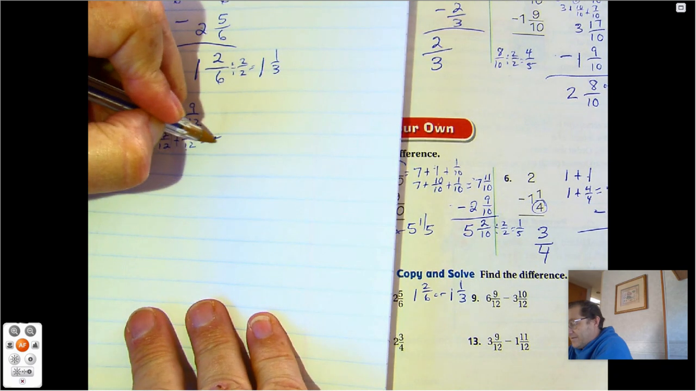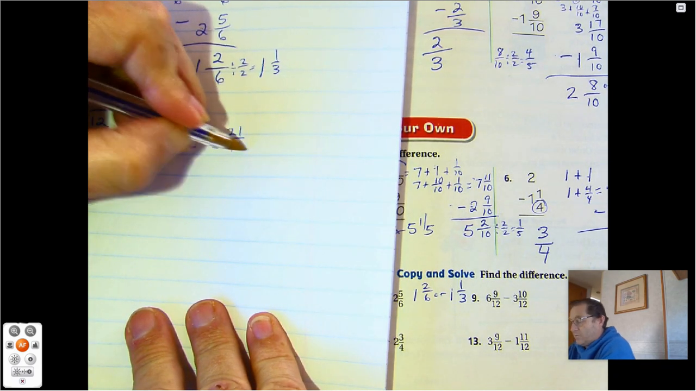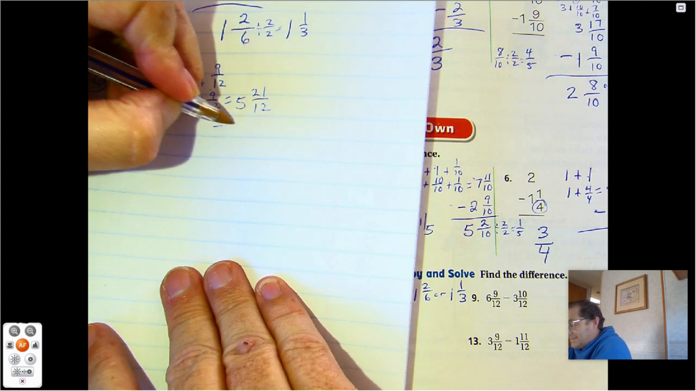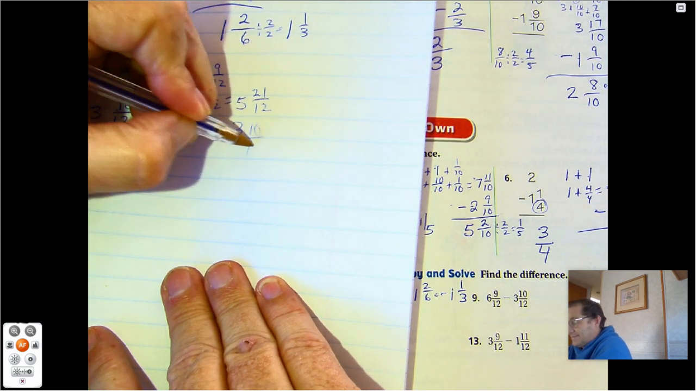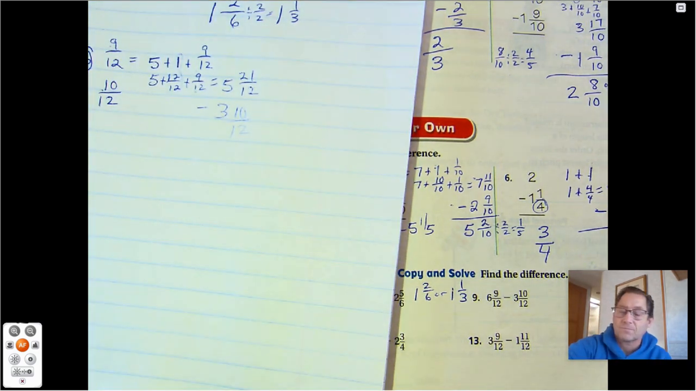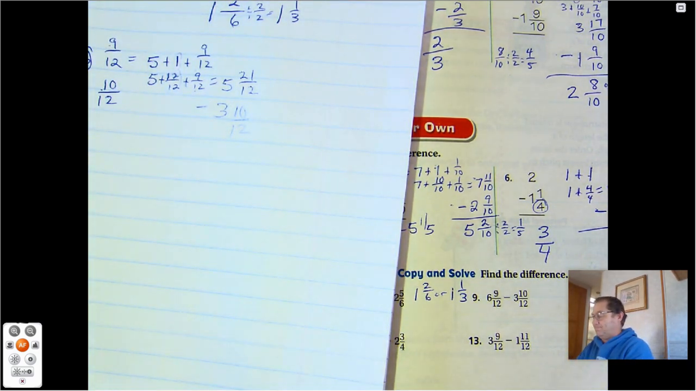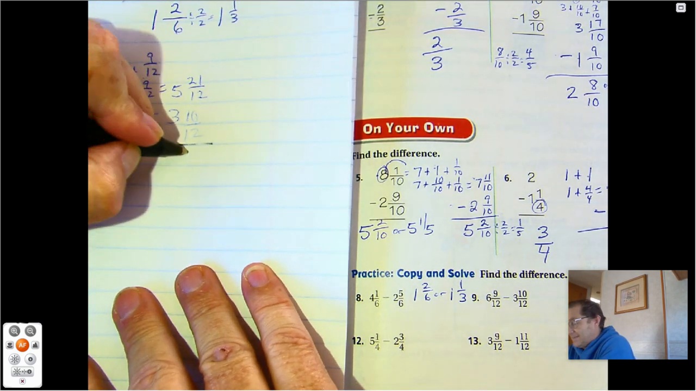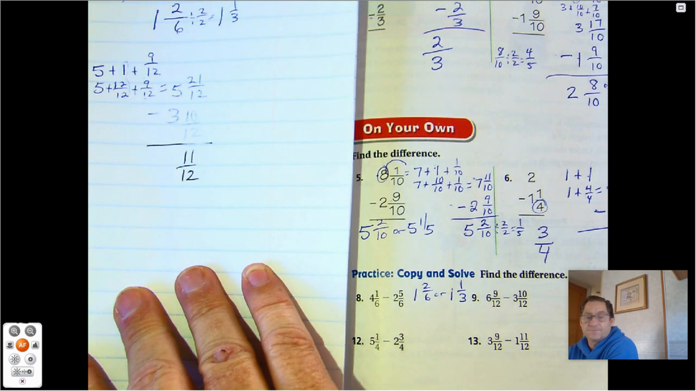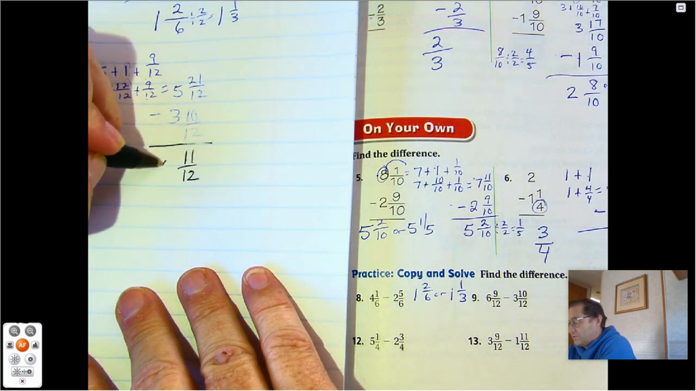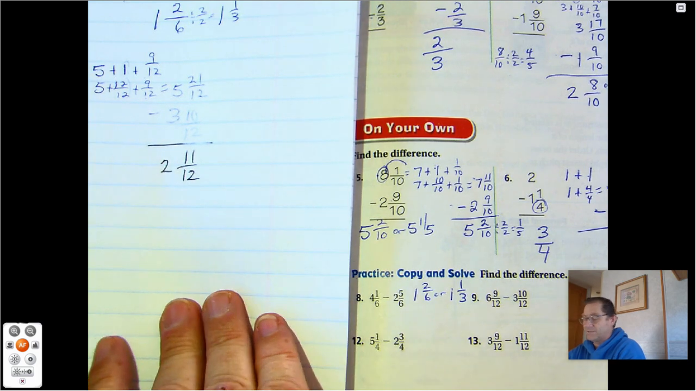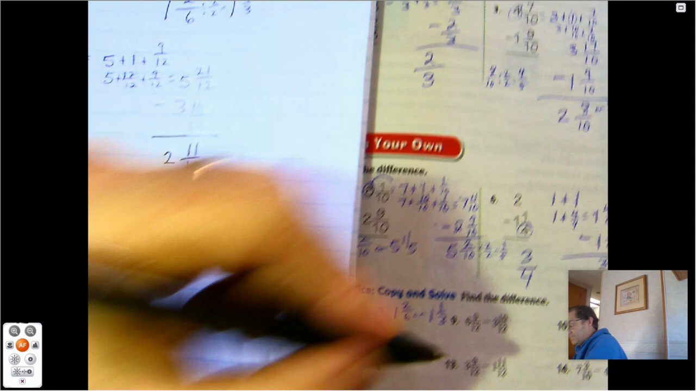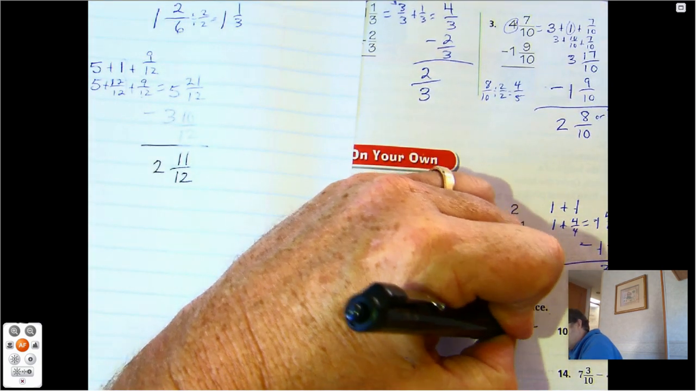So that's 5 and 21/12. 12 plus 9 is 21. Minus 3 and 10/12. So 21 take away 10 is 11/12. And 5 wholes take away 3 wholes is 2. So 2 and 11/12. 11 is prime, so that's in simplest form. 2 and 11/12.